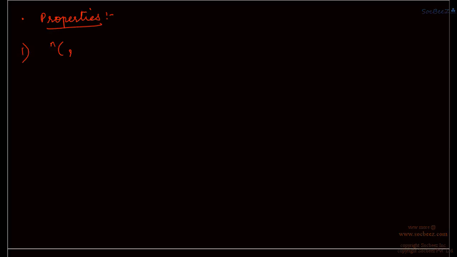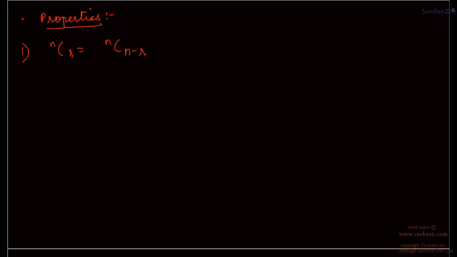First and the most important is nCr is equal to nC(n minus r). Okay, let us first understand this. Now, why can we write nCr equal to nC(n minus r)? Well, you can very easily prove it algebraically, but let us understand the essence of this. So what does nCr mean?